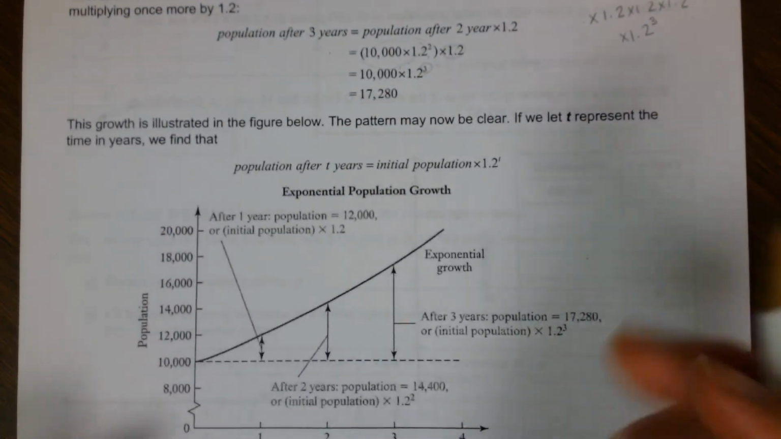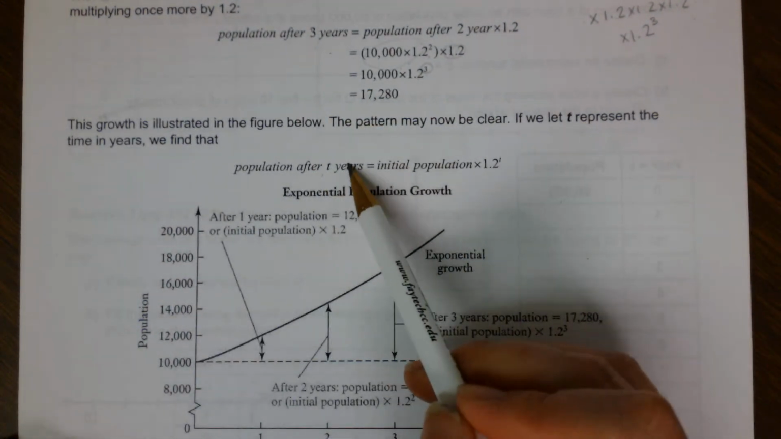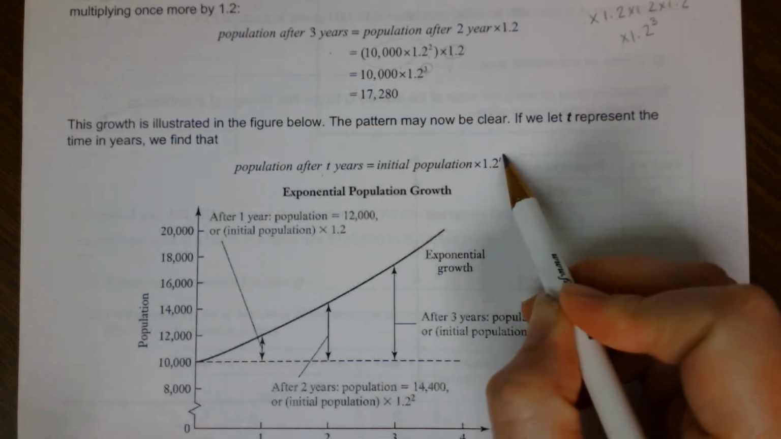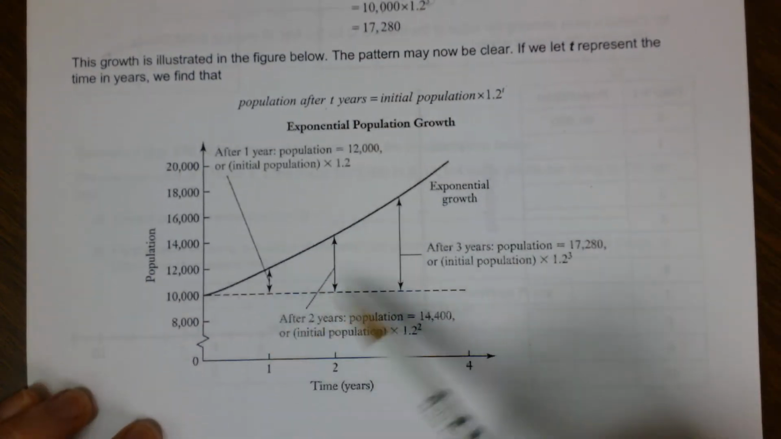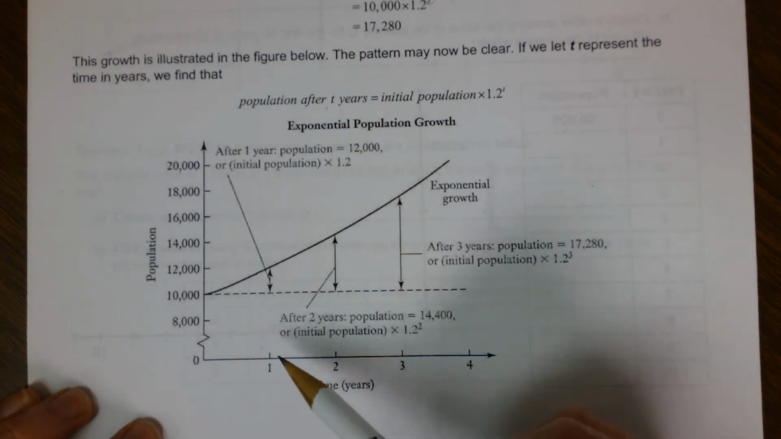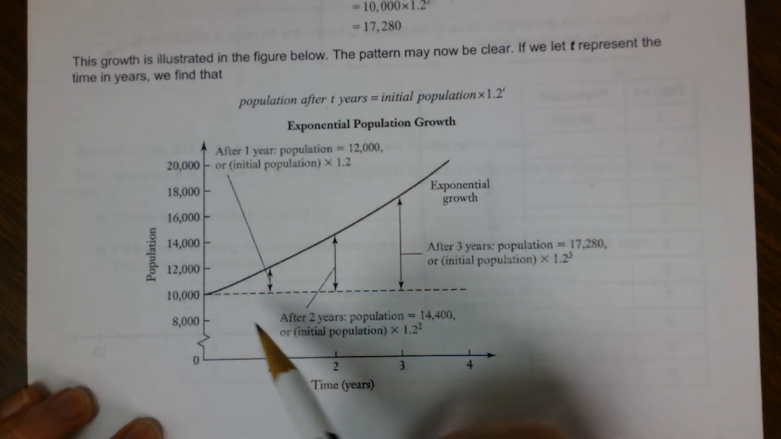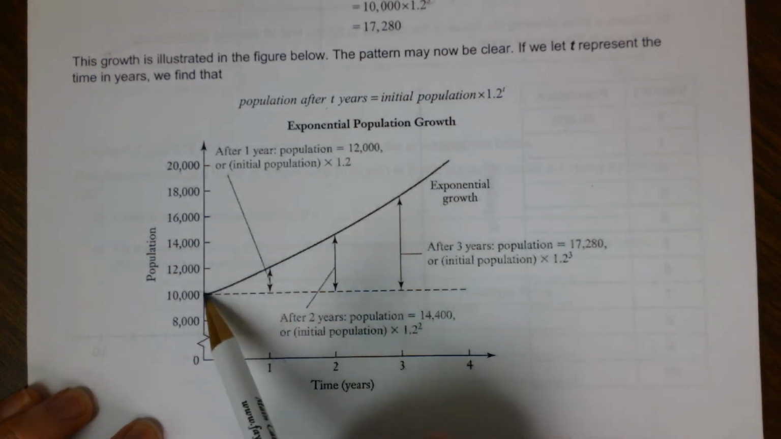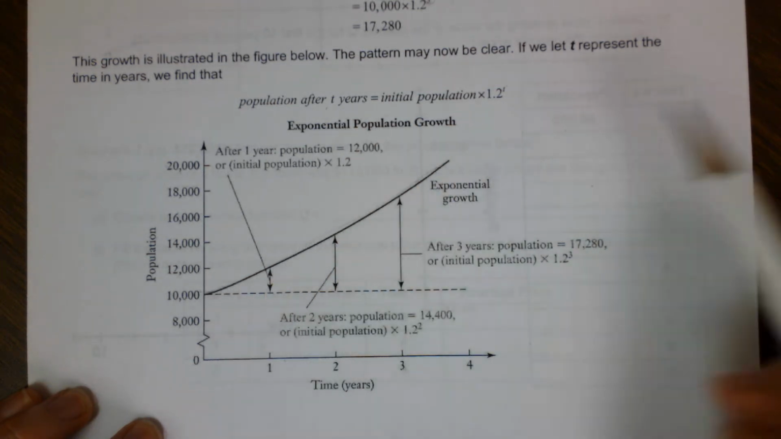So this is our pattern. We have the population after t years, it's going to be your initial population times 1.2 to the t. And here we just have the graph of that. So you have your initial population, 14,400, and it's going to increase exponentially.